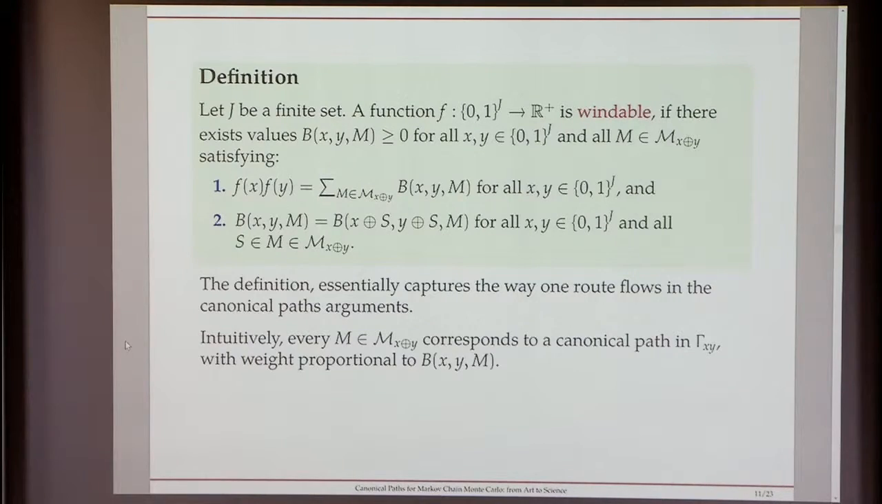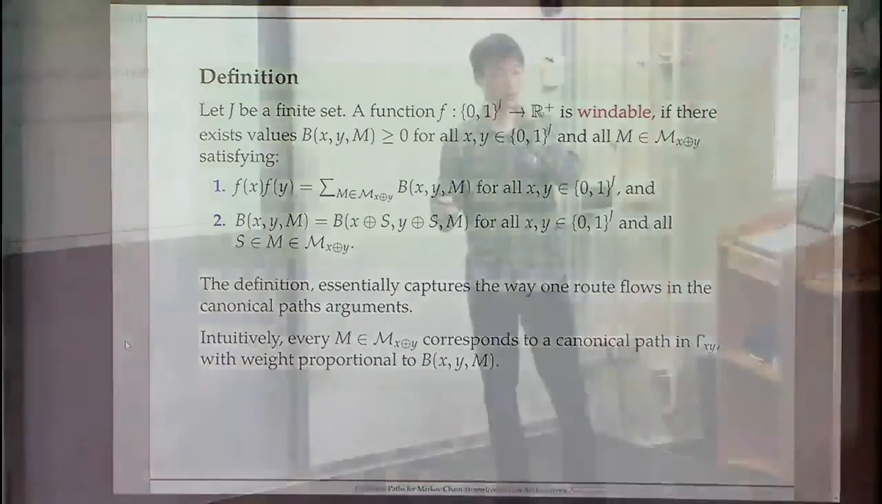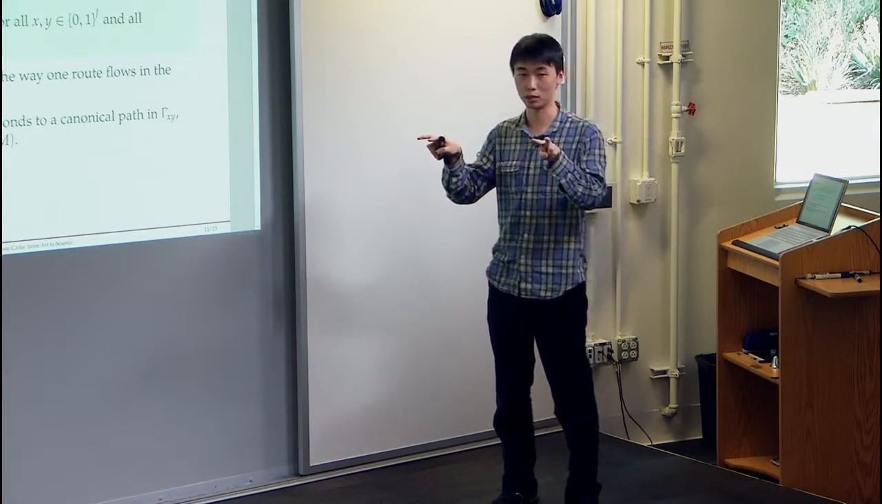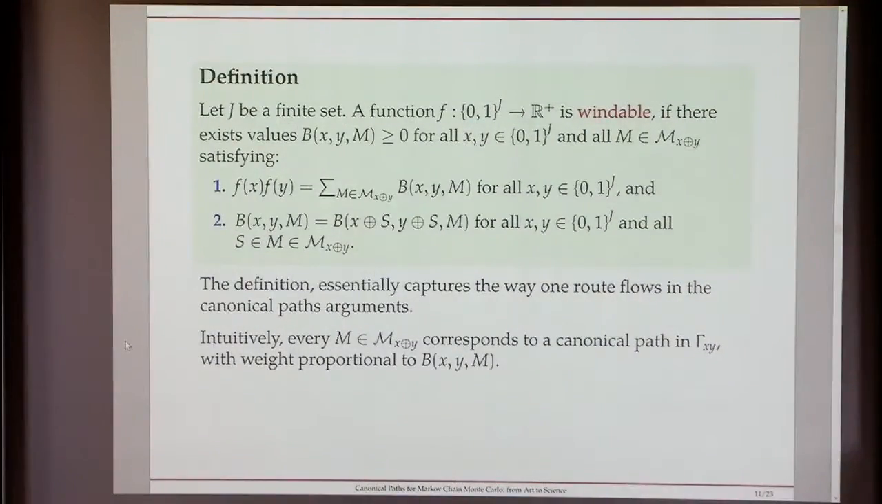So remember in the case of matching, we have a matching m and a matching m prime, and we want to construct a canonical path from m to m prime. The first thing to do is to consider the symmetric difference of m and m prime. So here, for input x and y, we consider the symmetric difference of x and y. And I claim that for each m in this set, it corresponds to a canonical path from x to y. And the weight of this canonical path is proportional to the value b, x, y, m.